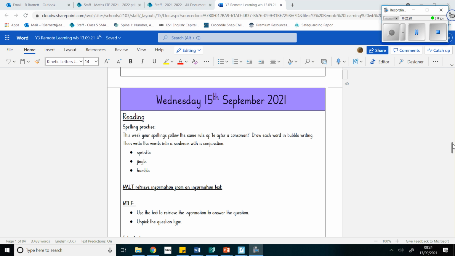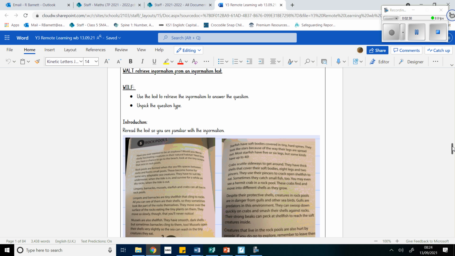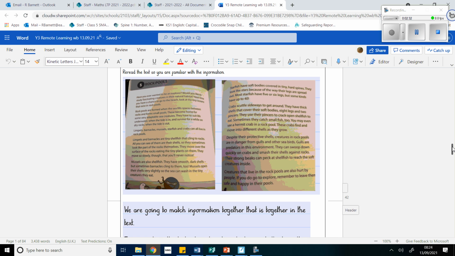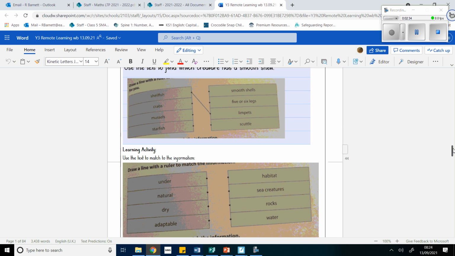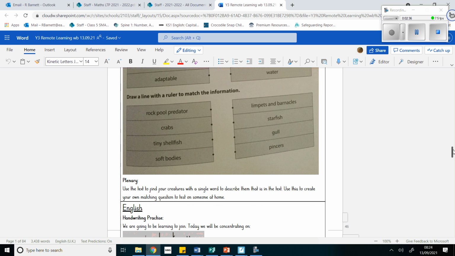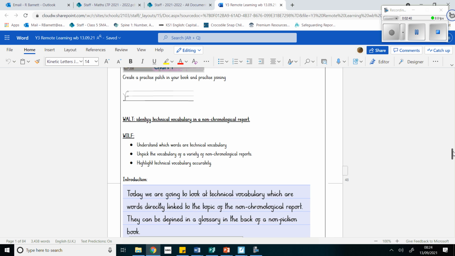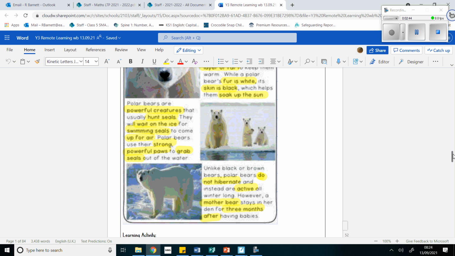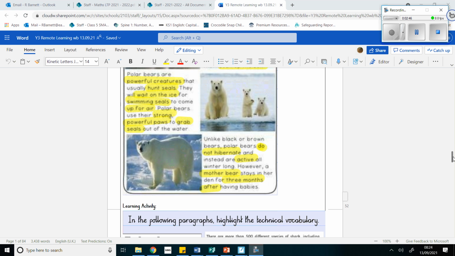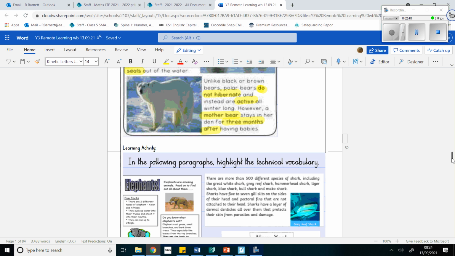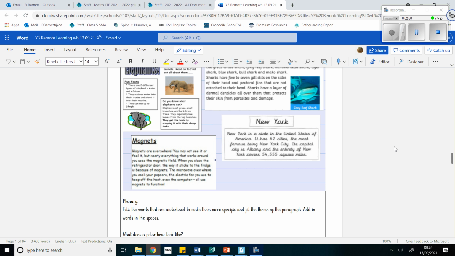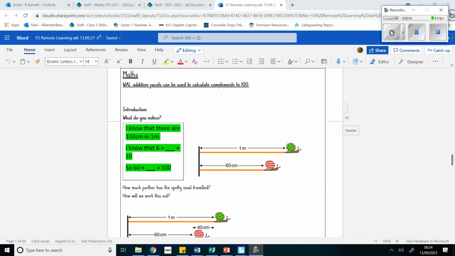Moving on to Wednesday, your reading activity is again retrieving information from an information text. So using the text there and then having a go at these questions by matching up the information. English, we're identifying technical vocabulary in a non-chronological report. So we've got some examples here with polar bears, and then we're moving on to our own where you're going to have to highlight the technical vocabulary.